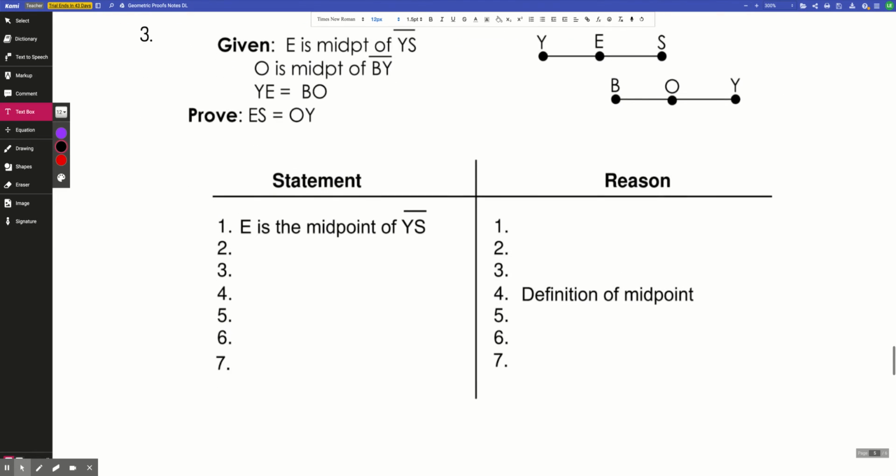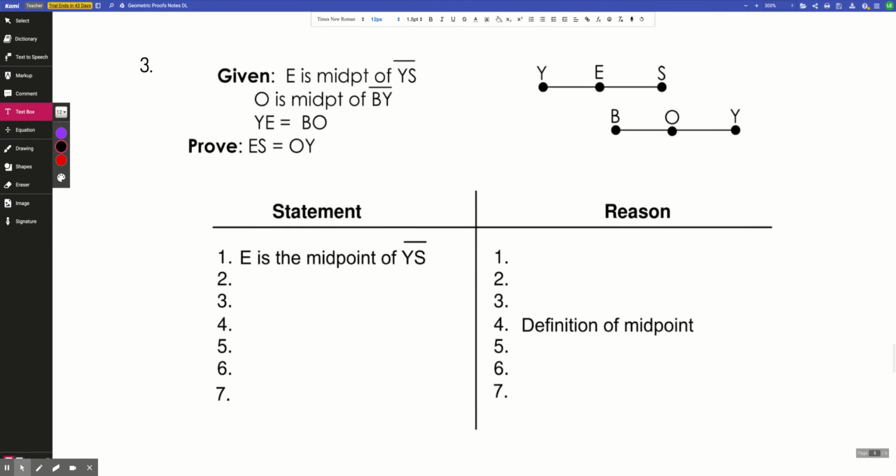All right, you guys, so we've got one more here. I want you to give this one a try on your own and see how you do with it. There's a lot of stuff that's given to you, so a lot of your reasons at the start are going to be given. And then I would mark some things as congruent that you know based on these midpoints that you see up here. So give it a try and then check back in a second and compare your answers to mine. I'll see you in just a second.